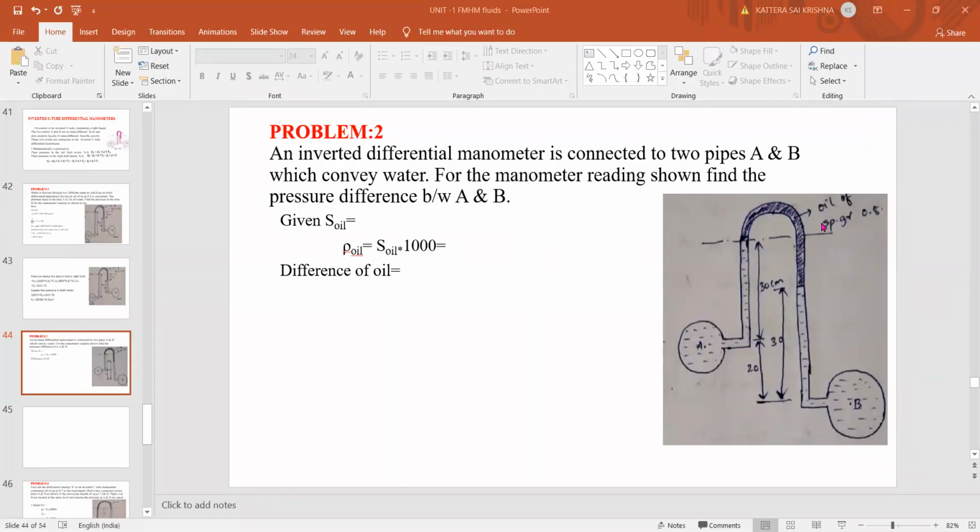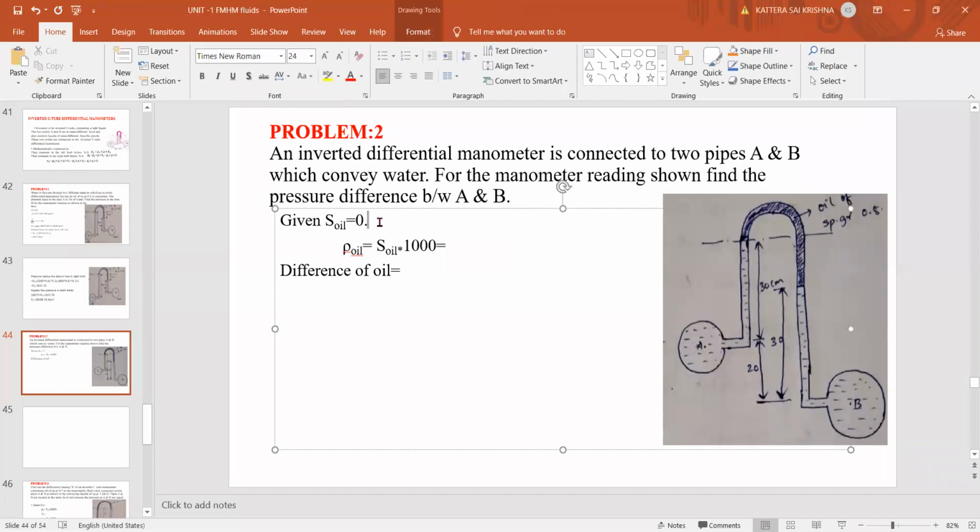Okay, so from the figure, you can see the specific gravity of oil is given. That is 0.8, so S oil, or you can write S_O, is 0.8. Next, we need to find the density of the oil. Density of oil rho is equal to specific gravity of oil into 1000. That is 800 kg per meter cube.